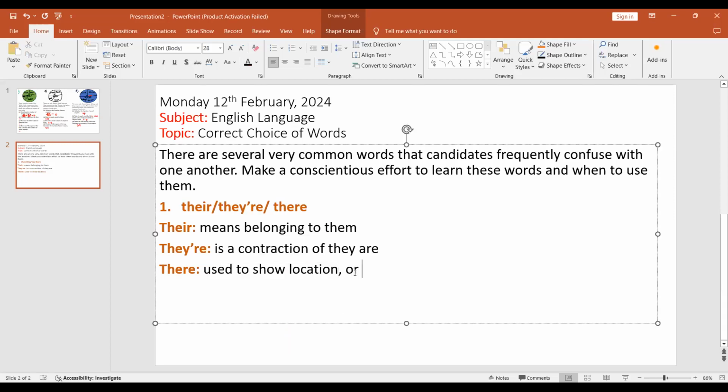Or to point out the fact or existence of something. What do I mean by that? Well, remember, anyone familiar with the verse? There is nothing new under the sun. There, right? Just pointed out something. There is nothing new under the sun. So you would use this particular type of there.